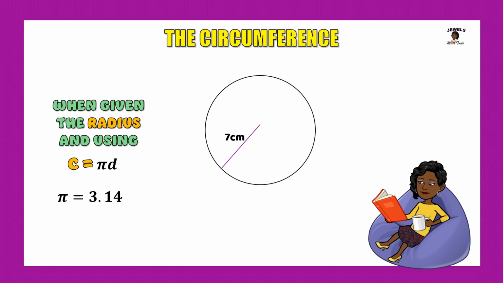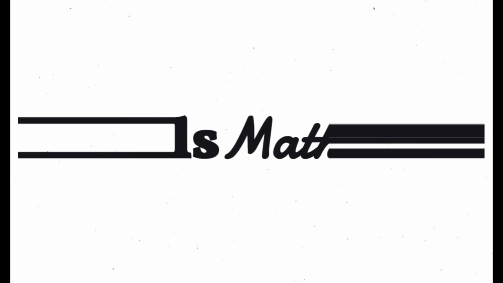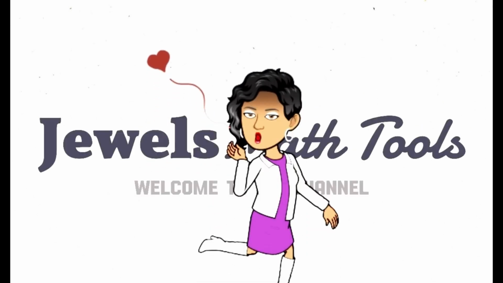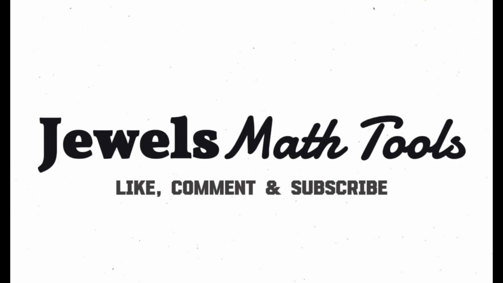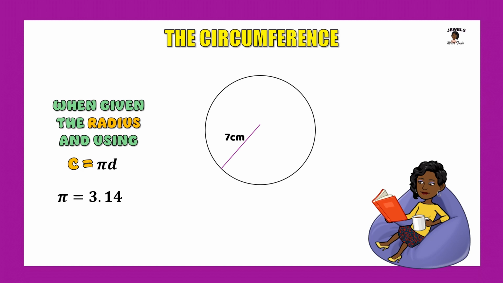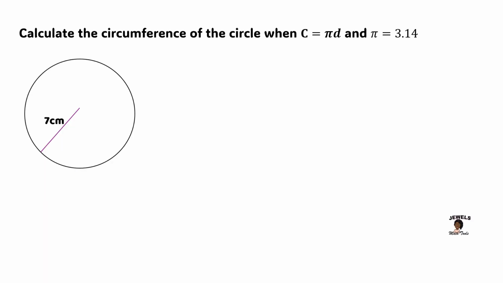In our session today, we are calculating the circumference of a circle when we're given the radius and we're using the diameter formula. And if you want to see how this is done, let's get started. So in our formula today, we are using the diameter formula when we're given the radius and asked to calculate the circumference of our circle.